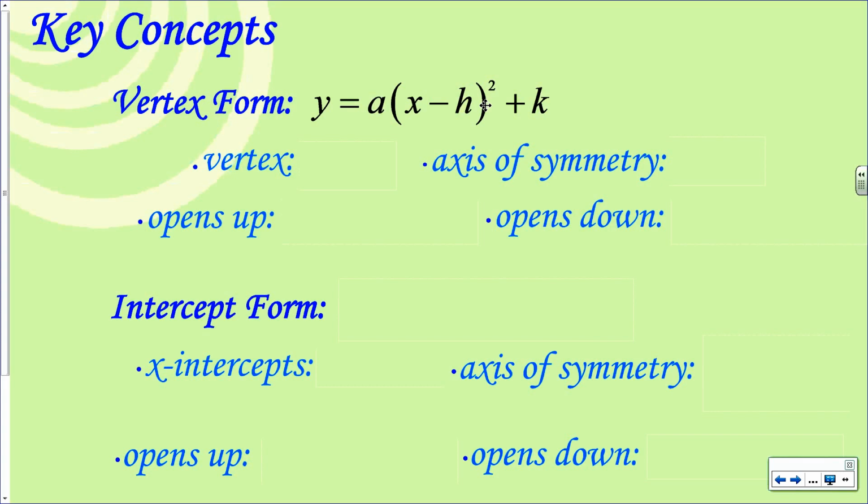So what is my vertex? Who can tell me what the vertex would be from this? (h, k). Good. Where h is my x and k is my y. This was the first sheet we did. My axis of symmetry is going to be x equals what? h. Good. x equals h.